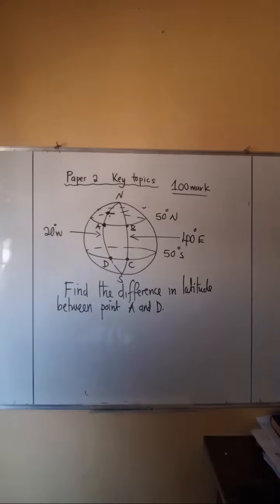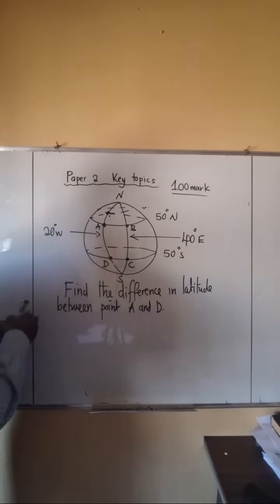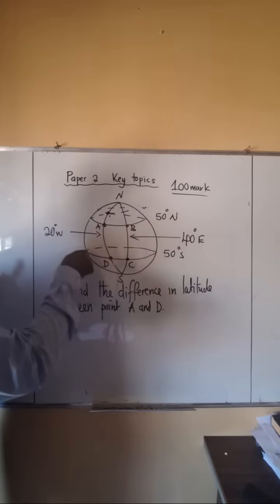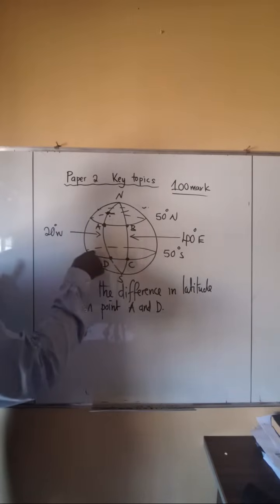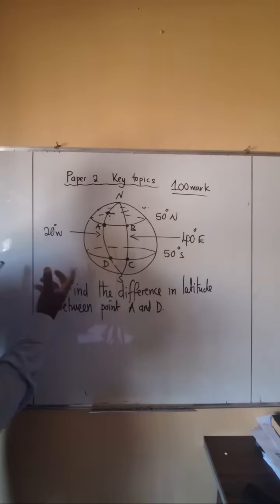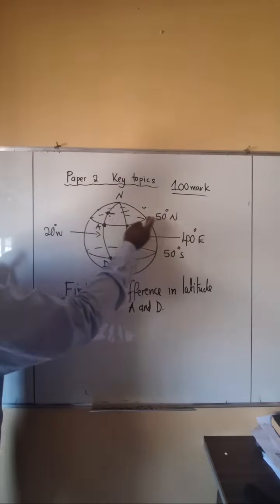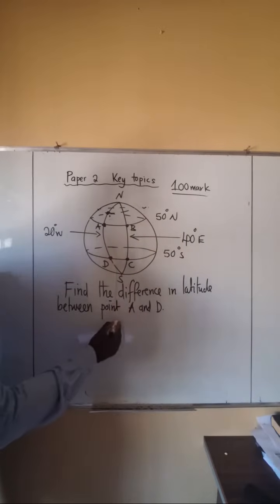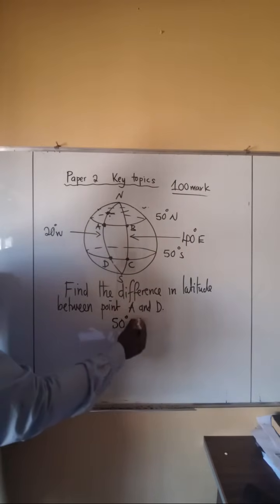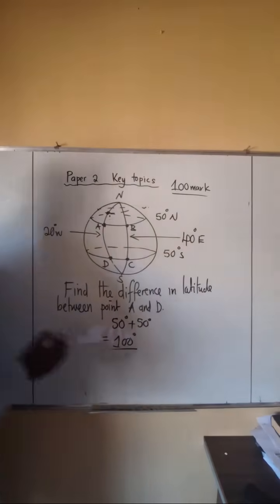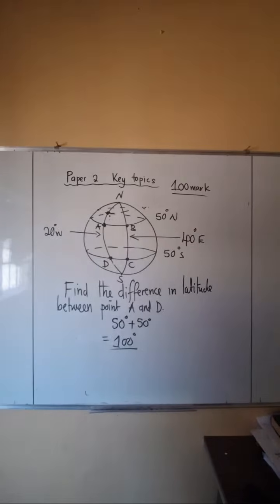So the difference in latitude to be found, we're going to where A is and where D is here. So this is a difference we are finding. And when finding the difference, the rule here is that when these latitudes are falling on different directions, you add them. So this latitude is 50 degrees north, while this other one is south. They are different. So we're going to say 50 degrees plus the other 50 degrees, which will give us 100 degrees. That's how you get to find the difference.